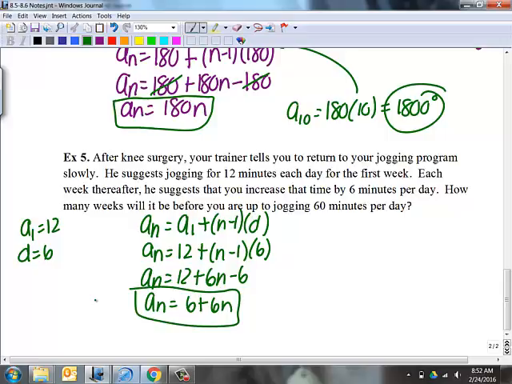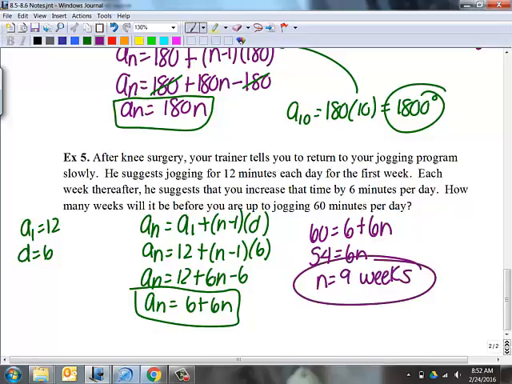Look at the question. How many weeks will it be before you're up to jogging 60 minutes per day? What's the 60 minutes? AN. You're looking for N. N's the number of weeks. So you have to plug in 60 for AN and solve for N. Subtract 6. Divide by 6. And so you get 9 weeks. So you'd have to be on that regimen for 9 weeks before you'd be up to jogging 60 minutes per day. Do you have any questions? Okay. Good.